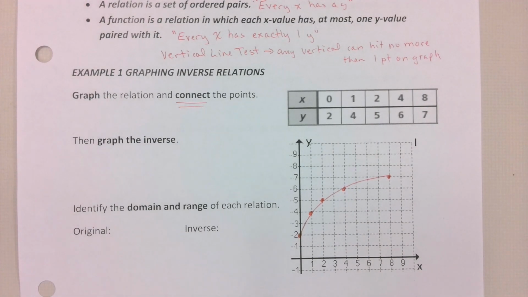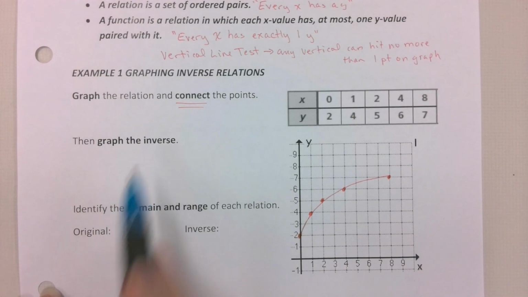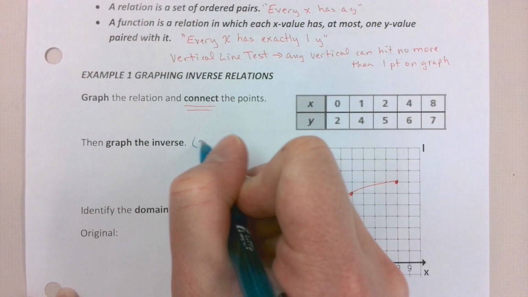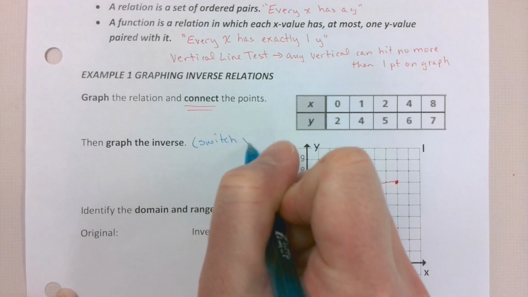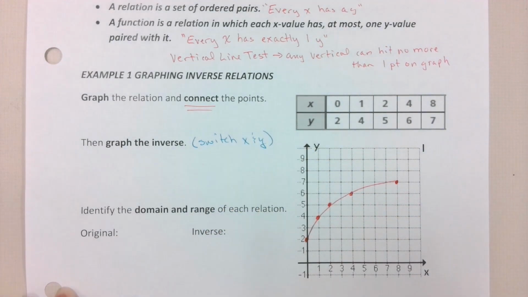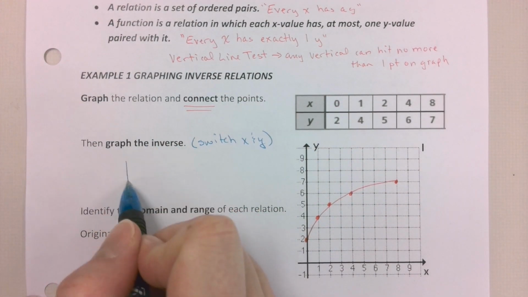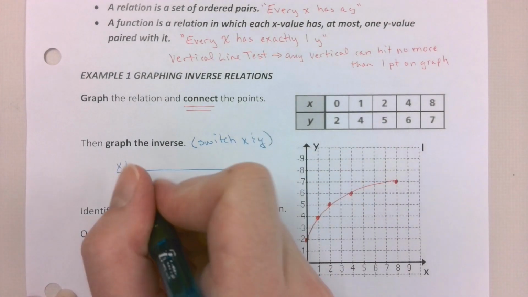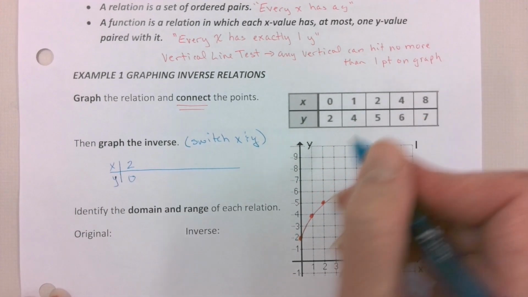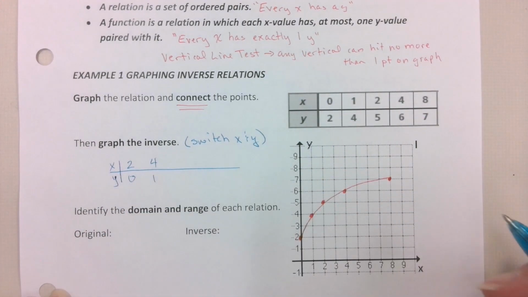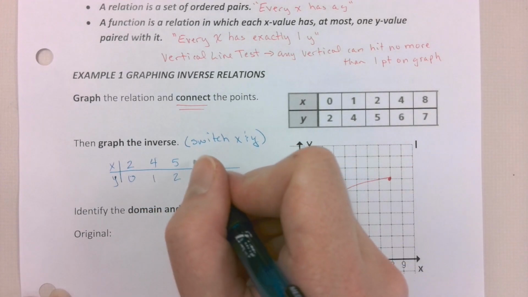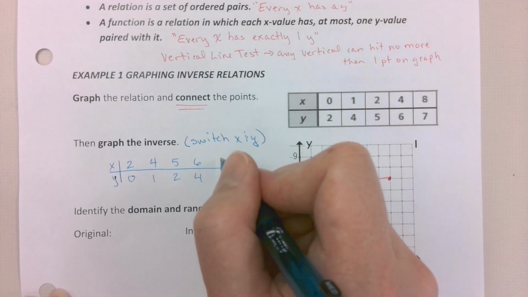All right, the next thing it asks us to do is to graph its inverse. In order to find the inverse of a function, it is simply switching x and y. That's all I'm going to do. So I'm going to make a new t-chart, x and y, and 0, 2 becomes 2, 0, and 1, 4 becomes 4, 1. 2, 5 becomes 5, 2. Switching the x and y, 4, 6 becomes 6, 4, and 8, 7 becomes 7, 8.